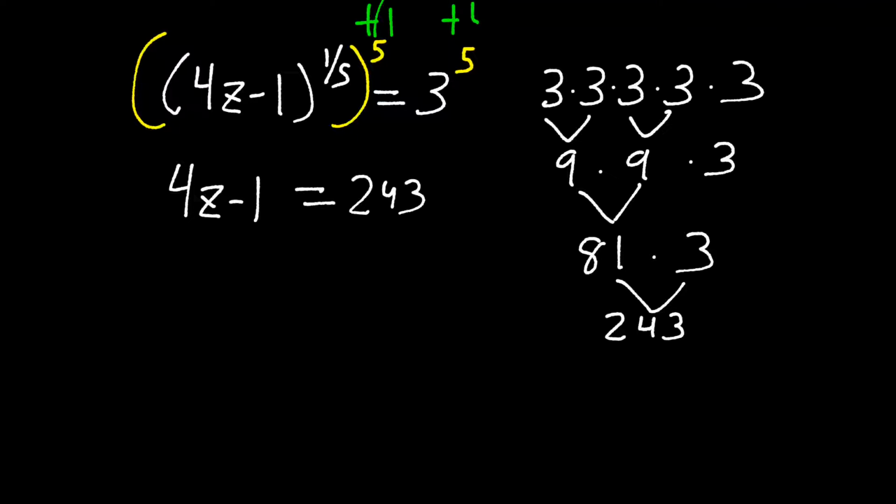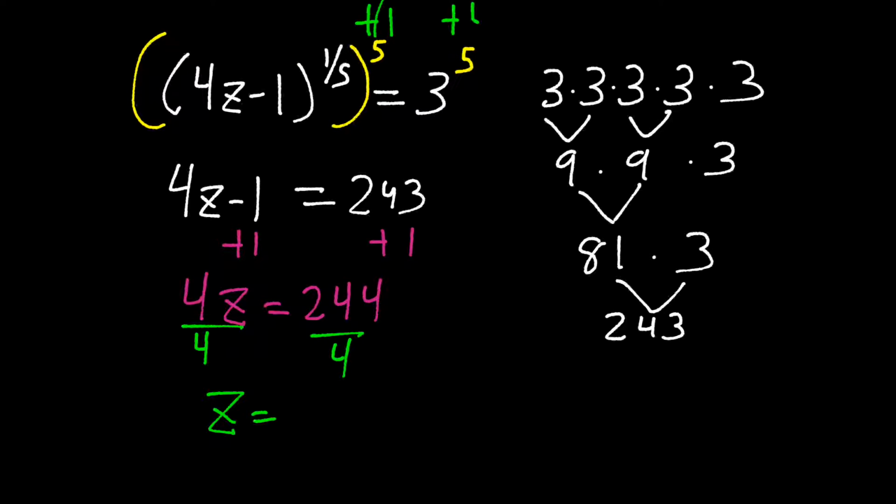Now, I want to get z alone. I want to get this guy all by himself. And it looks just like a basic algebra problem. I have to get rid of this constant, so I'm going to add 1 to both sides. I have 4z equals 244. And then to get z all by itself, we get rid of that coefficient. Since it's multiplication, we divide. And we end up with z equaling 61.